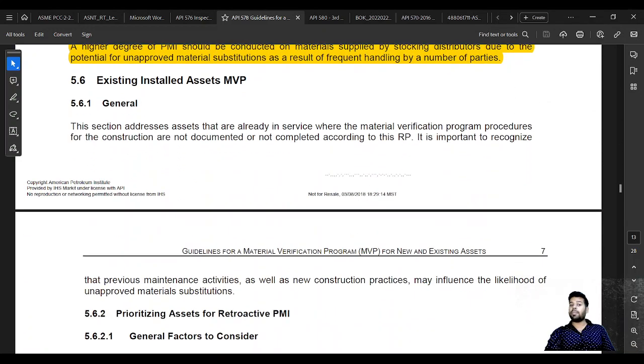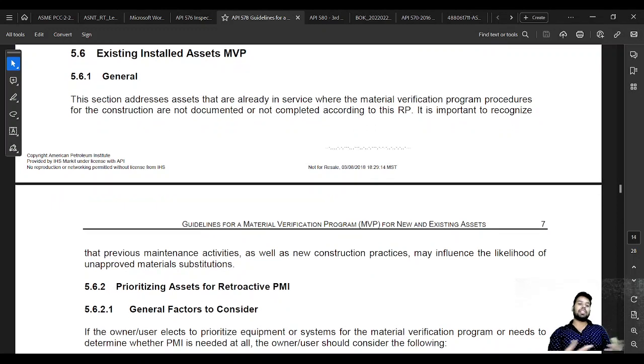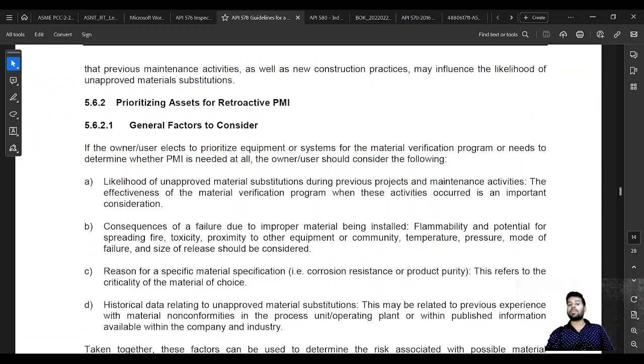Existing assets material verification program. Generally, if an organization does not have a material verification program and a new material is used for the repair, then a new material verification program has to be put in place. This section addresses assets that are already placed in service where material verification procedures for construction are not documented or not completed in accordance with this recommended practice. It is important to recognize that previous maintenance activities as well as new construction practices may have influenced the likelihood of unapproved material substitution.